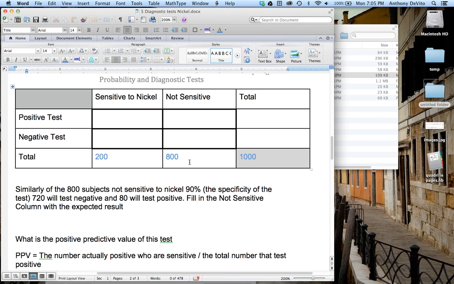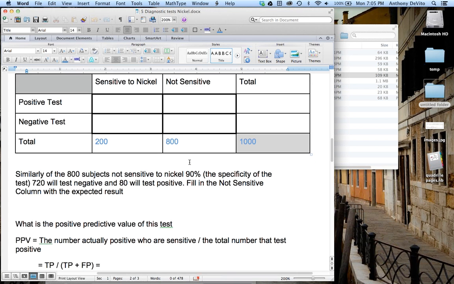200 of them are nickel sensitive, 800 are not, out of a population of 1,000, hence the prevalence of 20%. Okay, so now we decided 200 people in this population are sensitive to nickel. What was our sensitivity? How good was our test at identifying those people? It was 80%, right? Sensitivity was 80%. So we're going to correctly identify 80% of those 200 people, which is how many people?